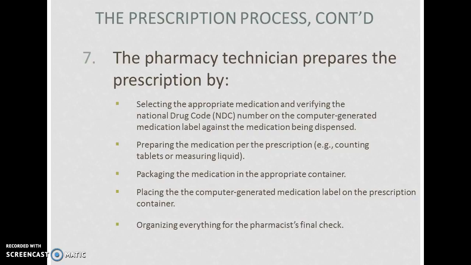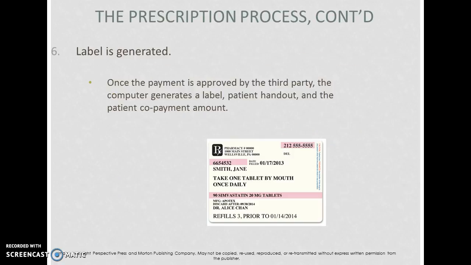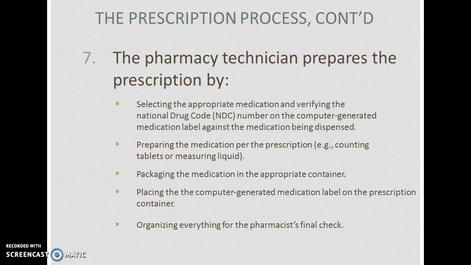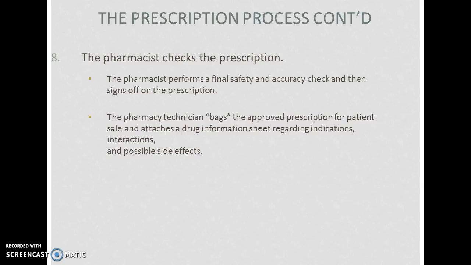Making sure that the medication is in an appropriate container, whether it is a bottle, a tube, etc. The label that we just finished talking about is placed on the appropriate container, and in most pharmacies it is computer generated. And then once organized, the pharmacist will give a final check. So as you look at the process, there are many places where error can occur, but there are also many checks that also occur.